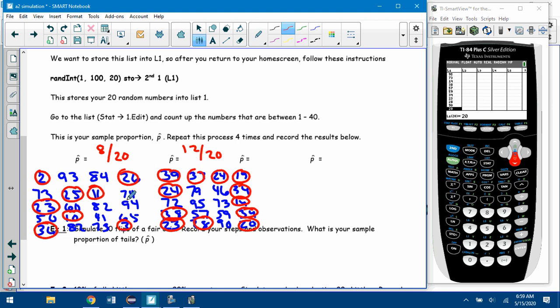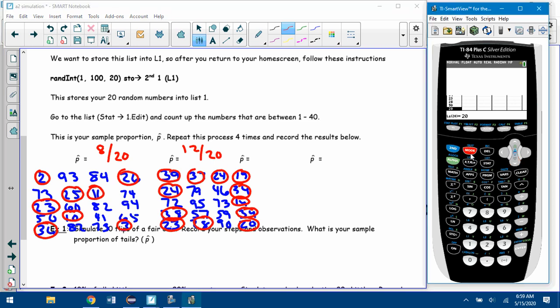Okay, so I think you get the idea. I'm not going to keep writing these all out, but I do want to get 2 more samples. So let's do this 2 more times. So stat, oops, what am I doing? I need to go probability. So math, probability, random int. I'm going to do 1 to 100, and we want 20 random numbers. We're going to store that in L1. And I'm just going to go to stat edit.